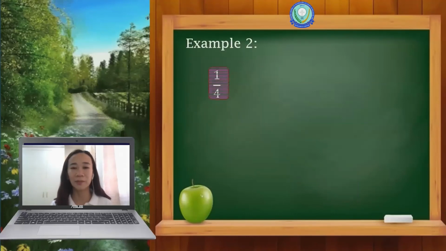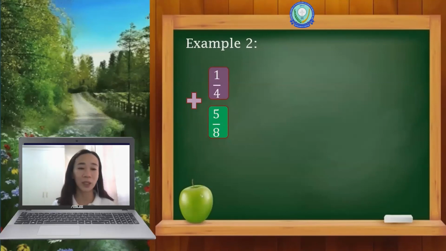Next example, 1/4 plus 5 over 8. Let us keep counting by 4 and 8 and let's see what is the first common multiple of 4 and 8. 8, 16, how about the 4? 4, 8. Then we can know that 8 is the first common multiple of 4 and 8. Then our least common denominator is 8.